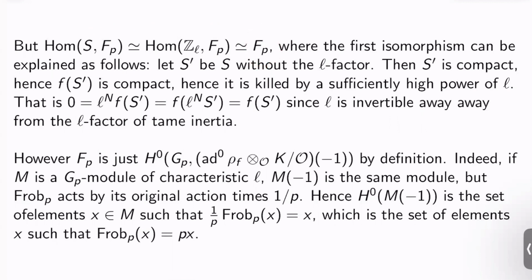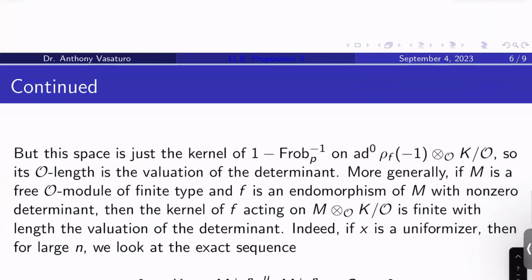Well, FP by definition is just H0 of GP, ad 0 rho F tensor K mod O's minus 1 Tate twist. In fact, just by definition. I'll say a little more though. In general, if M is a GP module of characteristic, say L, then M minus 1 is just the same module, but with Frobenius at P acting by its original action times 1 over P. And so what is H0 of M minus 1, which is what we're looking at here? It's the set of all x in M such that 1 over P times Frobenius P of x is just x. But that's just the space of all x such that Frob P of x is Px, but that's just what FP is, right?